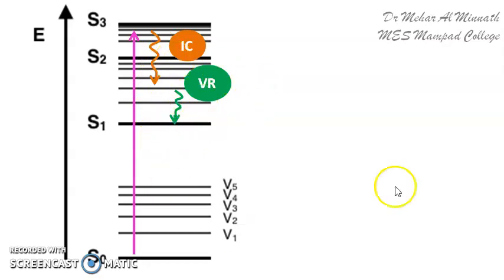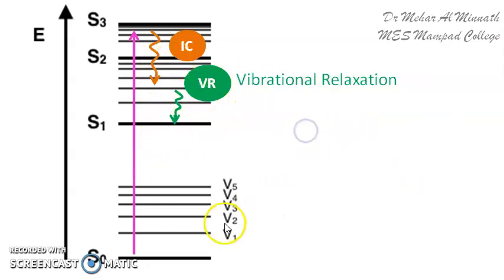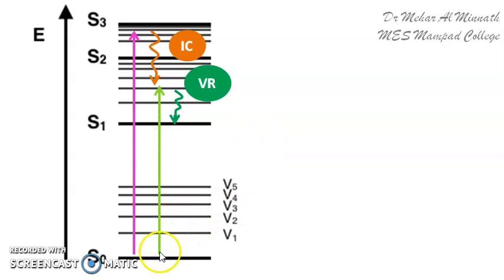Now another possibility is that the system moves from the ground state to the higher vibrational level of the first excited state. From there, from the higher vibrational level of the first excited state, it comes down to the lowest vibrational level of the first excited state via vibrational relaxation. These two are non-radiative transitions.